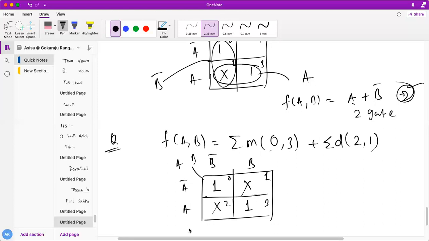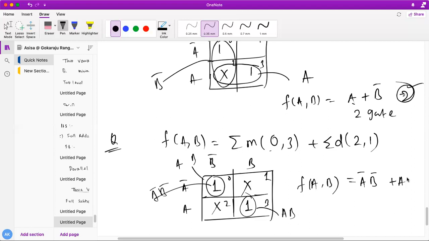Okay, don't care. So what I'm going to do, if I am not going to use don't care, or if I use only one don't care, what will happen? If I have not used it, what is my output, students? F of a comma b is nothing else. This is my a b, this is my a bar b bar. So I have got f of a b equals a bar b bar or a b.